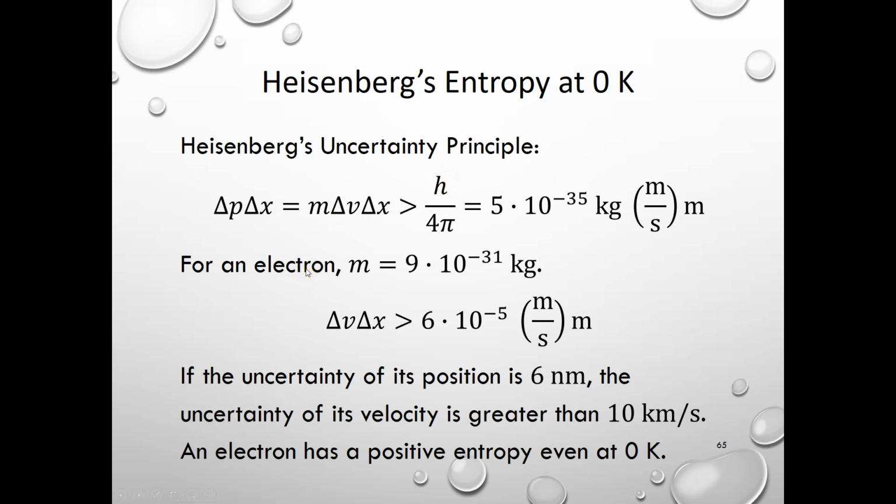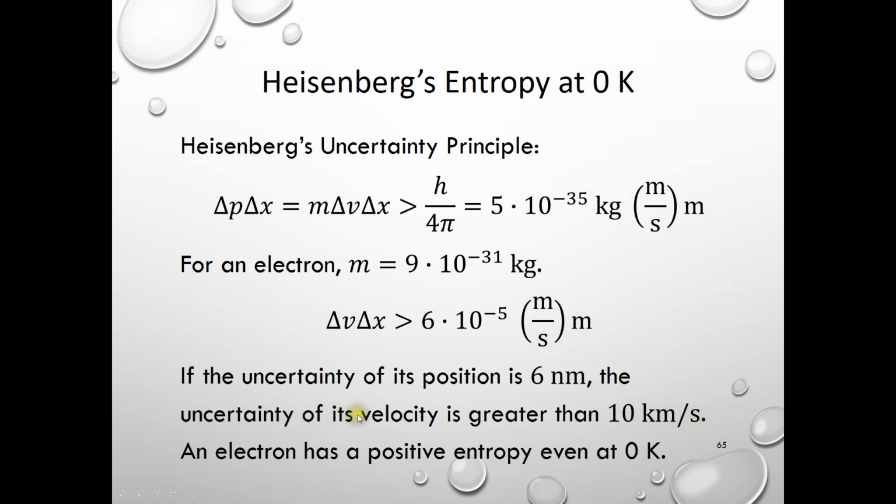For an electron, the mass is 9 times 10 to the power of negative 31 kilograms. Therefore, delta V times delta X for an electron is greater than 6 times 10 to the power of negative 5 meters squared per second. If the uncertainty of the position of the electron is 6 nanometers, the uncertainty of its velocity is greater than 10 kilometers per second or 6 miles per second.